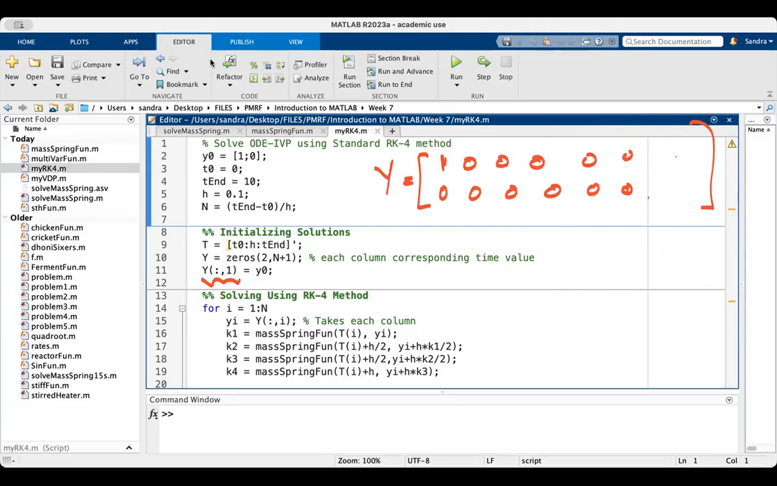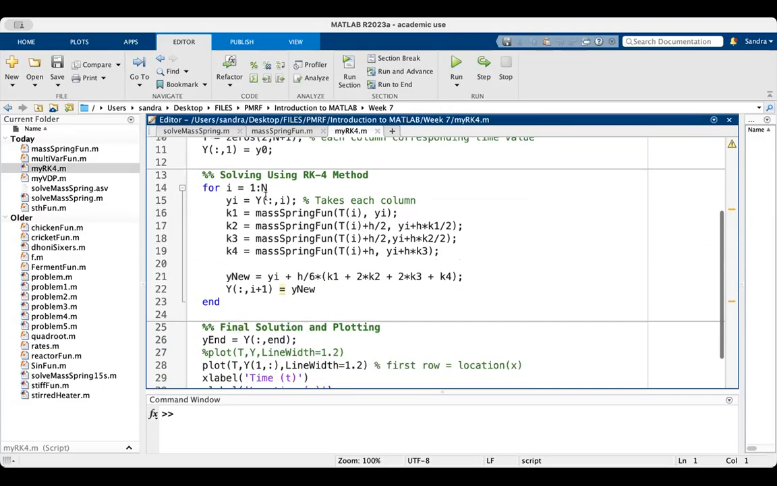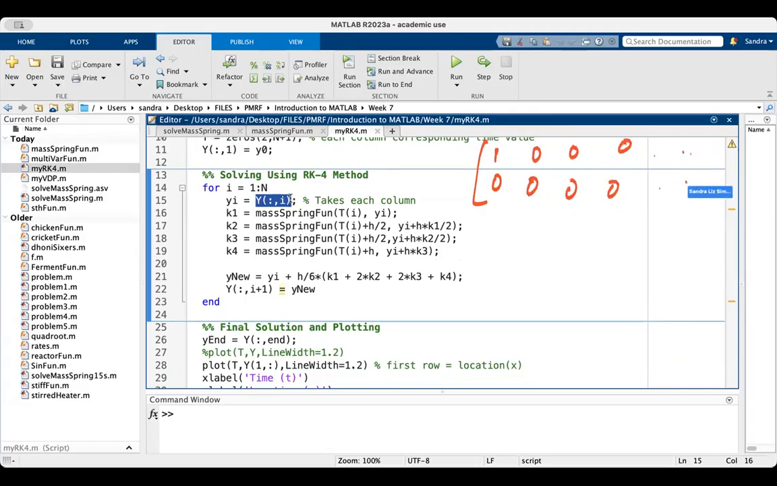Now we are coming into the loop. You start the loop from 1 to n intervals. Your first value of y is the first column. Earlier it was 1, 0, 0, 0, 0, 0, 0, 0, and so on. First, you will take this column. And for this particular entry, we'll calculate the mass spring function at the following k values. For the k values, you have to just input this into the mass spring function, which is already written.